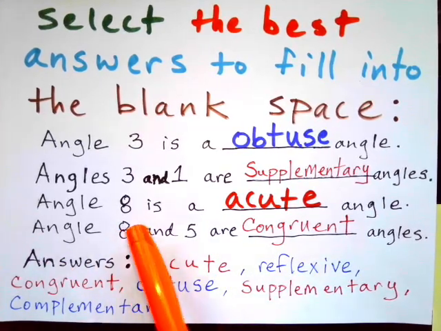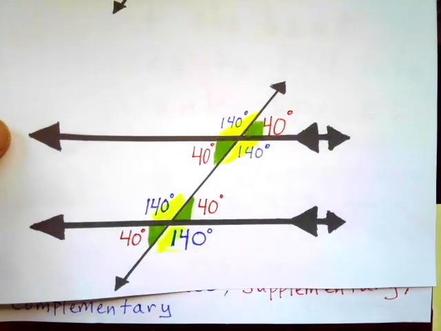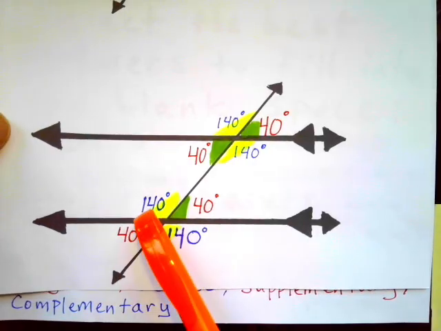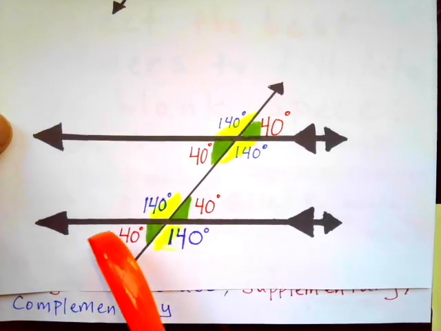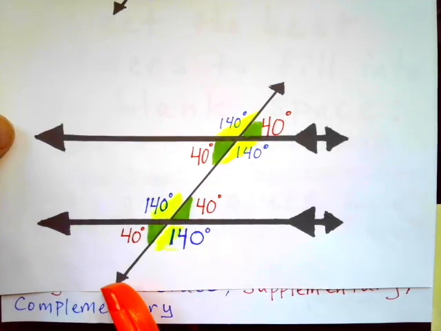Angle 8 is an acute angle. So angle 8 is an acute angle. And if you remember, angle 8 would have been represented by this 40-degree angle. One way to remember acute is, remember, acute is less than 90 degrees.